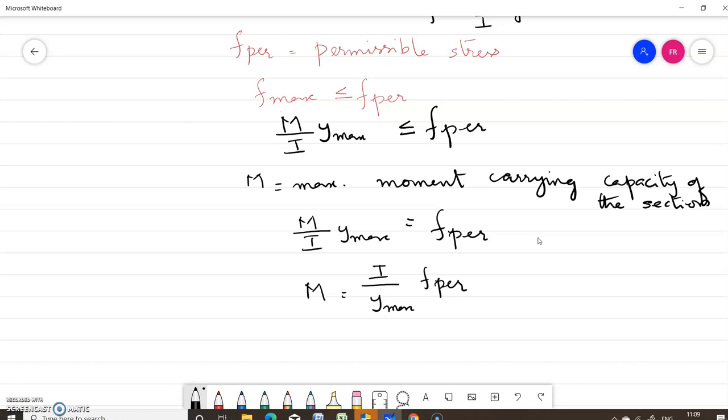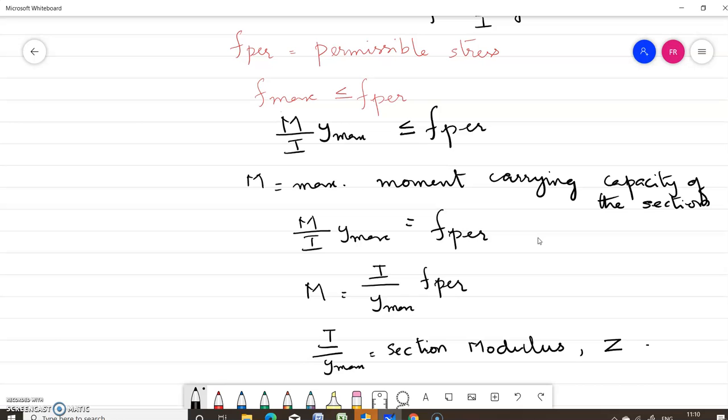The moment of inertia I and extreme fiber distance Y max are the properties of the cross section. Hence I by Y max is a property of a cross section, and it is termed as section modulus. So I by Y max is known as section modulus, and it is denoted by the letter Z.